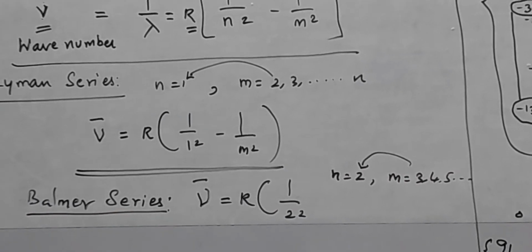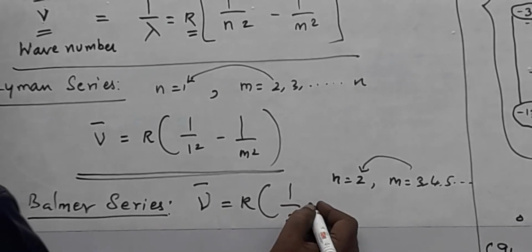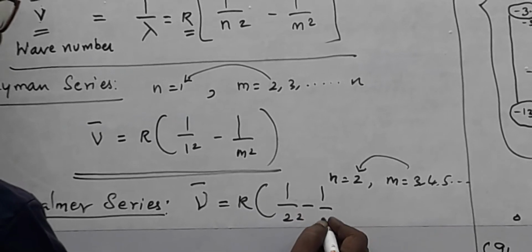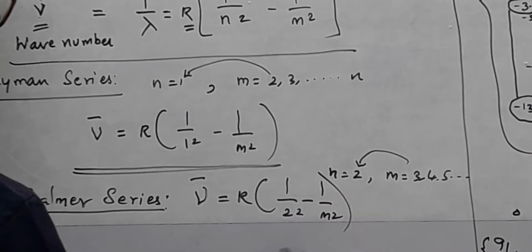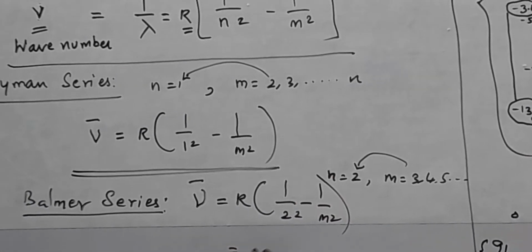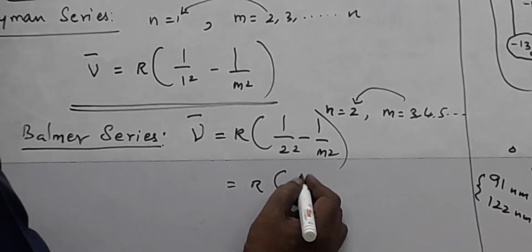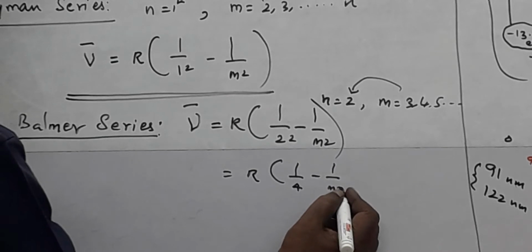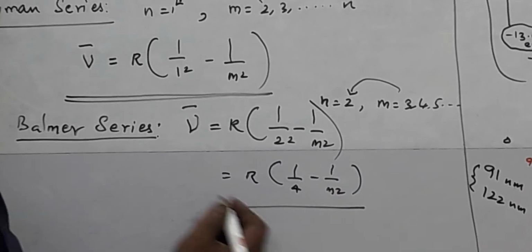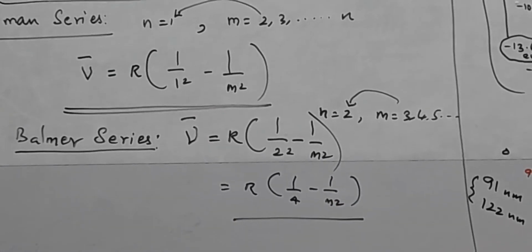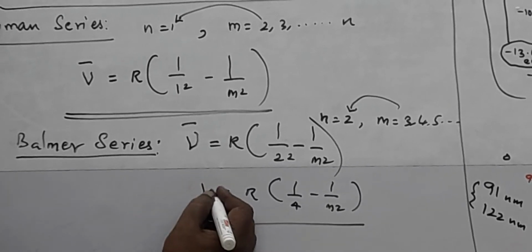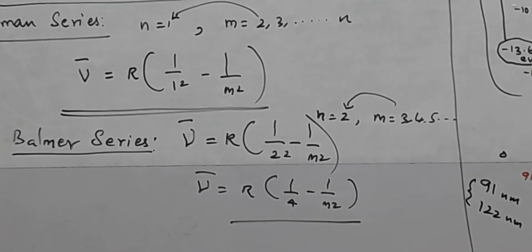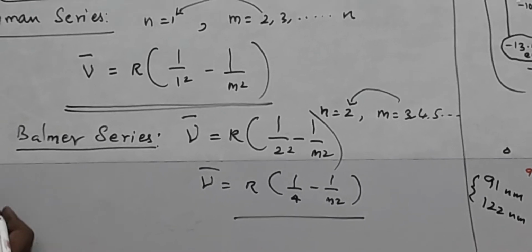That is a very important equation. That's why we are putting 2 square here and 1 by m square like this. Here it becomes R into 1 by 4 minus 1 by m square. This is the equation for the wave number of the Balmer series.